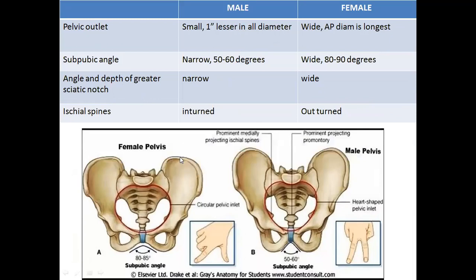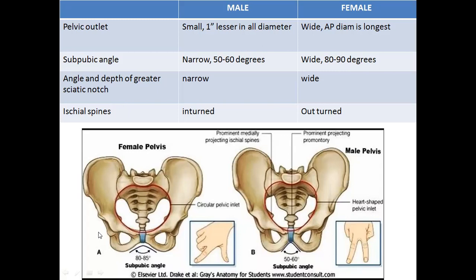Pelvic outlet is small, about 1 inch less in all diameters in males. In females it is wide. The anteroposterior diameter is longest so as to facilitate the delivery of the baby. The head of the baby should pass out through the pelvic outlet. Hence you will see all dimensions are wider in females. Then this is the subpubic angle, right? In males it is narrow, 50 to 60 degrees, whereas in females it is wide, 80 to 90 degrees.